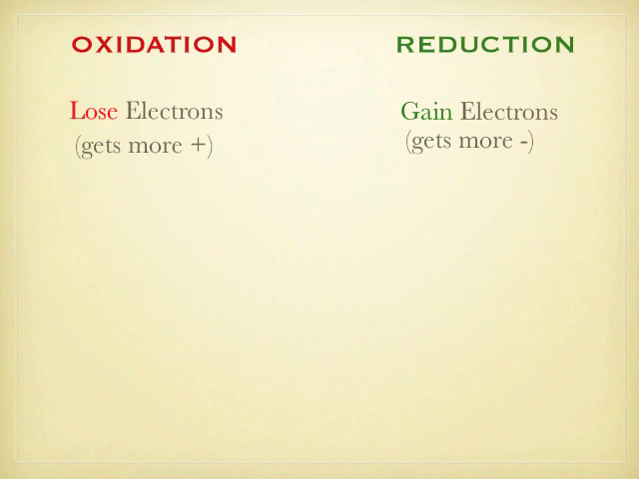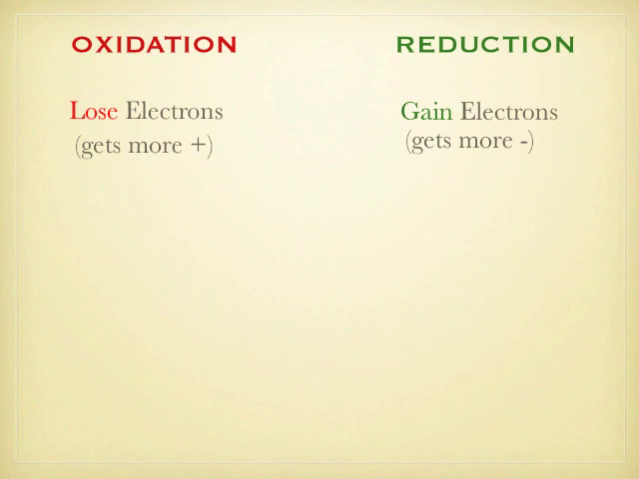That's right. Reduction is the opposite. You gain electrons, and since electrons are negative, it's going to get more negative. So you're reducing, but you're gaining something. Pay attention to the definitions, because they're not as straightforward as it would seem. These are really easy to confuse.